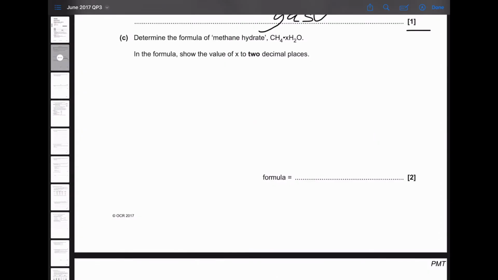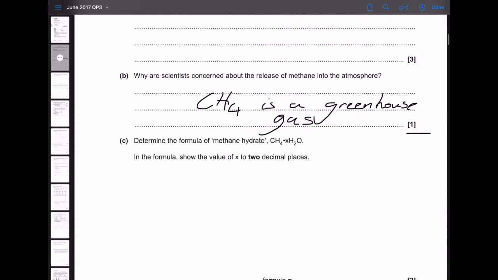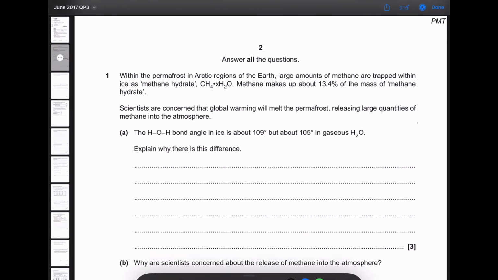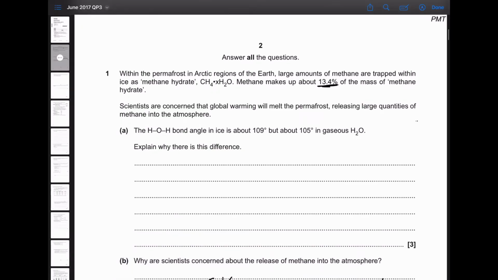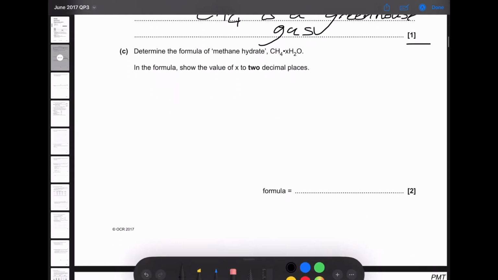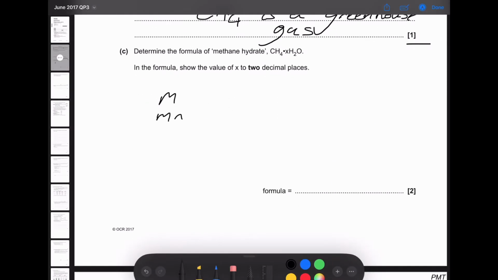Determine the formula of methane hydrate. In the formula, show the value of x to 2 decimal places. We can do that. Right, so I remember from the question earlier, methane makes up about 13.4% of the mass of methane hydrate. So we're going to do our MRN grid, and we're going to do CH4, H2O. So we're going to pretend we've got 100 grams of it.